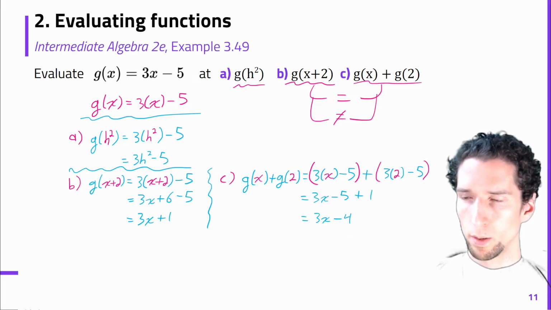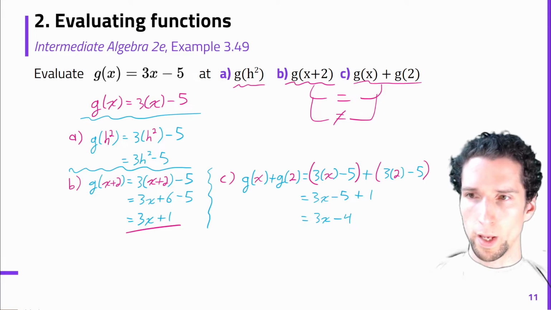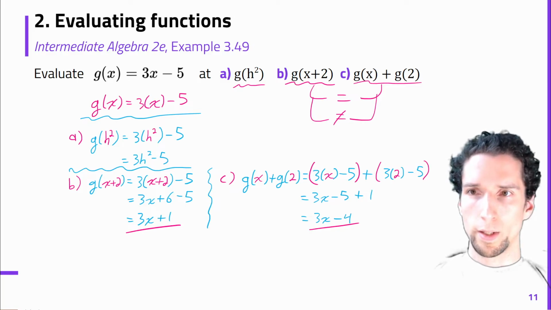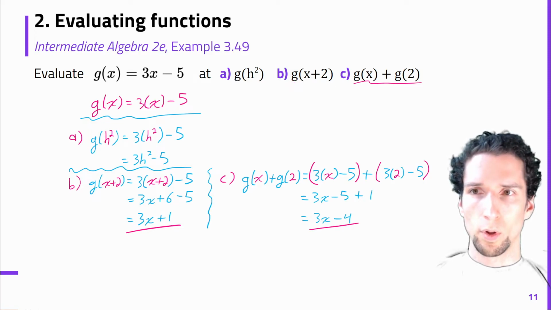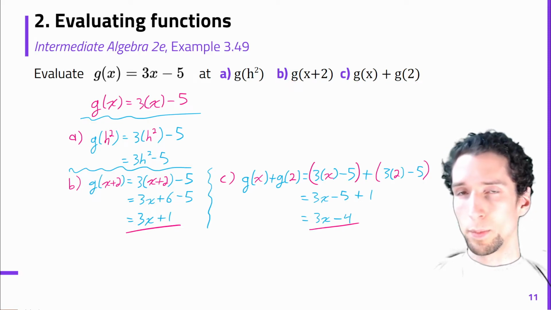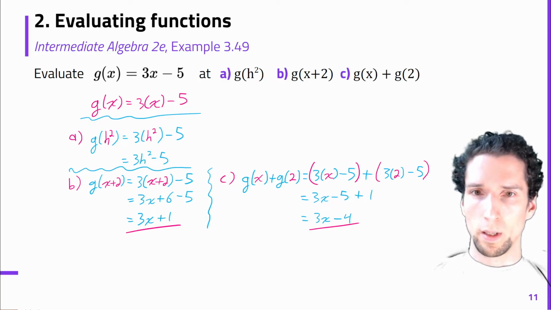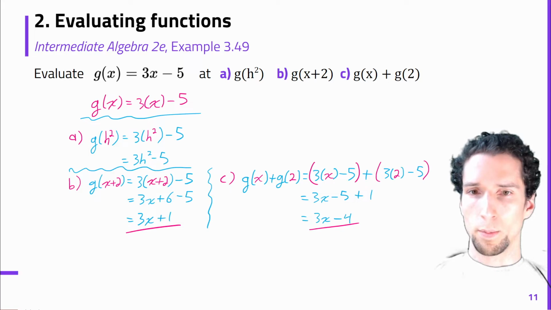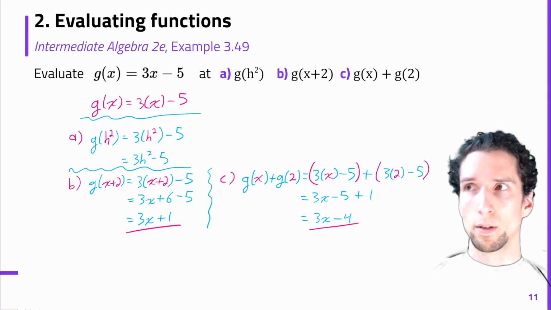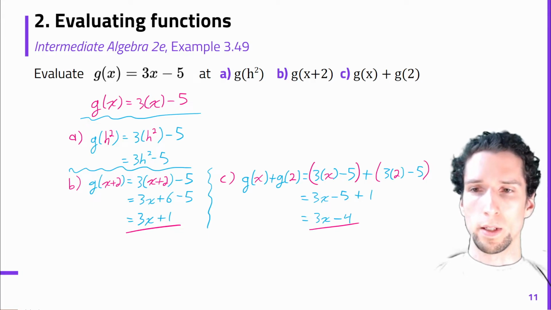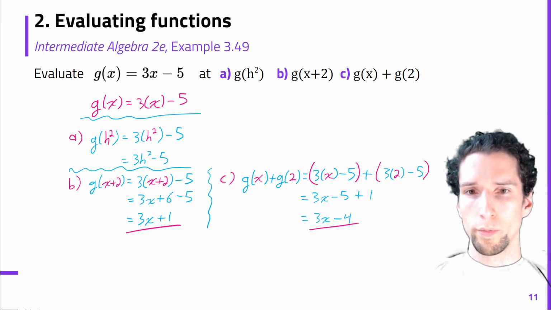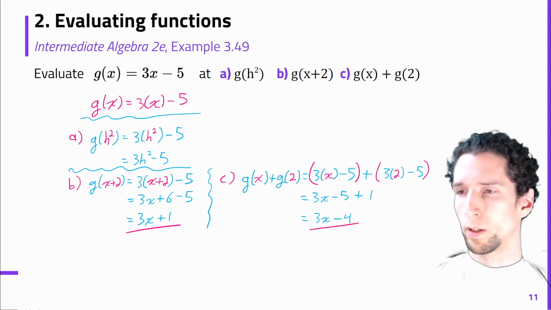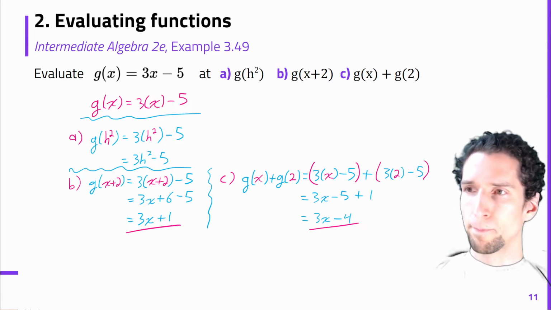So let's compare. Part B was 3x plus 1, and part C was 3x minus 4. So it turns out that these are not equal. We cannot assume that these two things will be equal ever. It might happen sometimes, but probably most of the time they will end up being different. But there's no automatic assumption or reason to believe, there's no proof. It's not an automatic thing to say they'll be equal. We have to actually evaluate both of them and compare if we do want to know that. Okay, so they're distinct, separate things to evaluate.